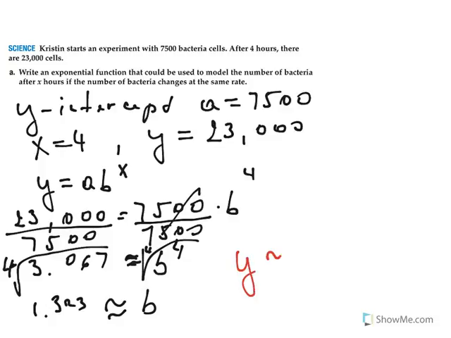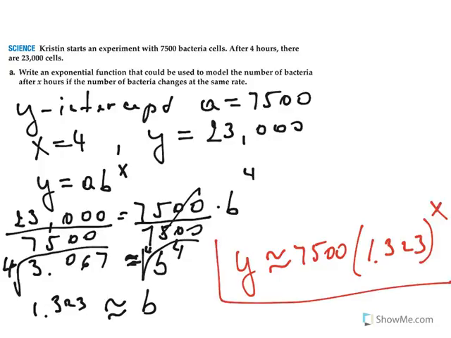And now I'm going to write the final equation. I say y is approximately 7,500, that is the initial value, times the factor of growth 1.323 to the power of x. So this is the general form of the equation. I put this in a box, and I finished the first question.